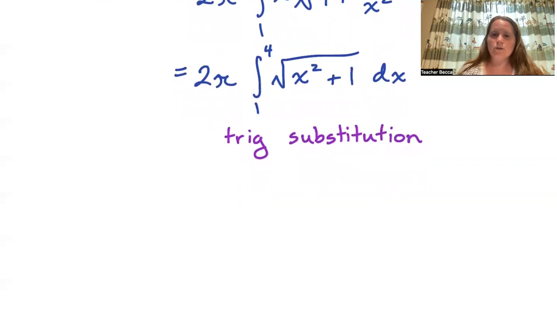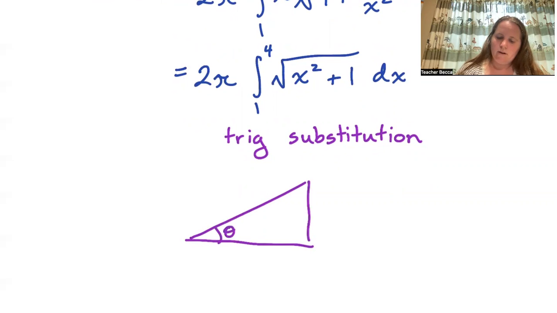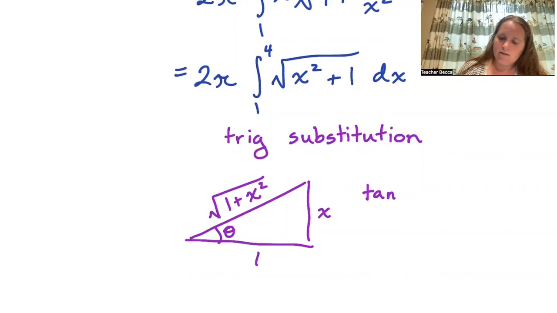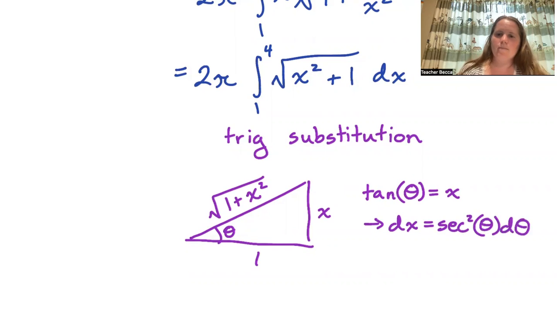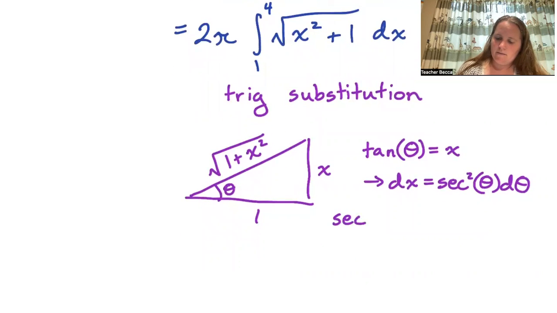So running our trig substitution, we have our triangle. The addition inside our square root tells us that square root is our hypotenuse. So we have square root of 1 plus x squared as our hypotenuse. X is opposite, 1 is adjacent. Tangent of theta is simply equal to x. So we have dx is secant squared theta d theta. Secant of theta is that square root of 1 plus x squared.